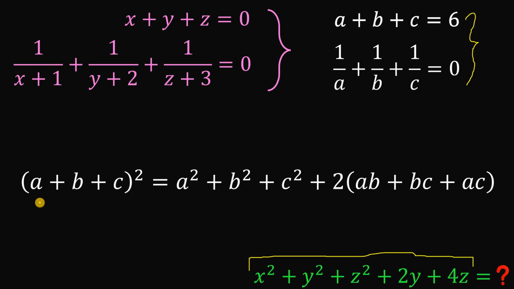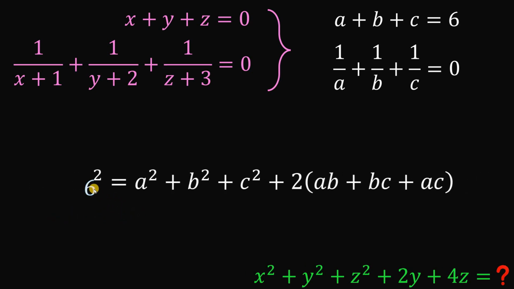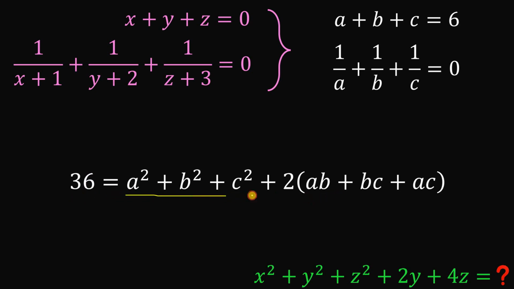Now, we know a while ago that a plus b plus c equals 6. So we can replace this with 6, and 6 squared must be equal to 36. Now, we have here a squared plus b squared plus c squared. We don't know the value of this one. But we can find the value of ab plus bc plus ac.